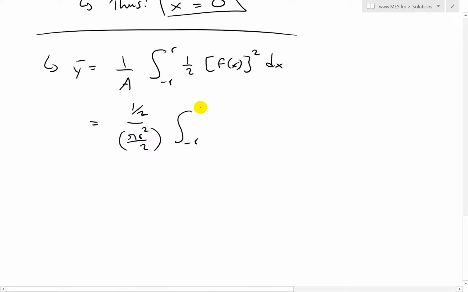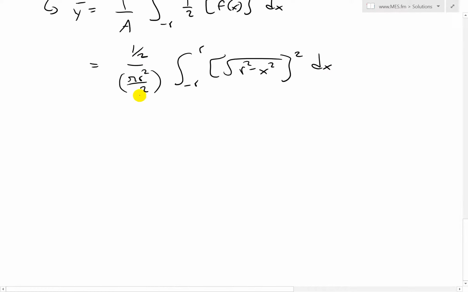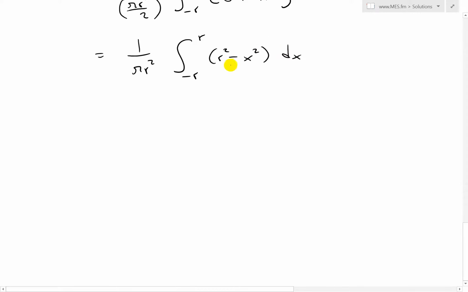So this is negative r to r, and this is the square root of r squared minus x squared, all squared, dx. So the 1/2s cancel, and then we just have 1 over pi r squared times the integral from negative r to r. Now the square root cancels with the power of 2, so we get r squared minus x squared dx.